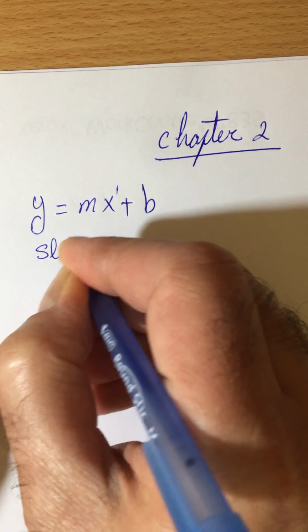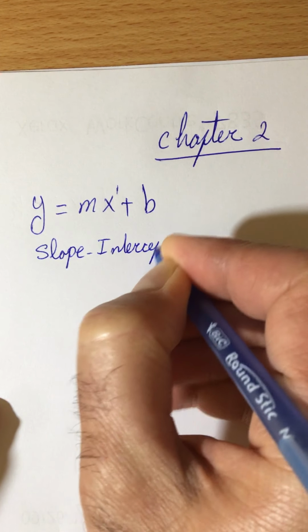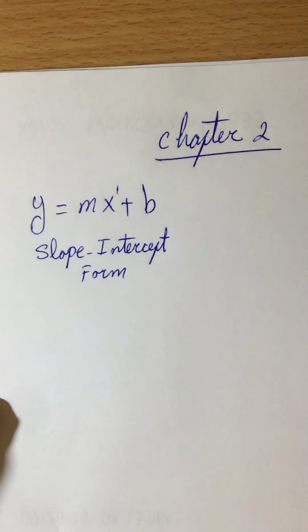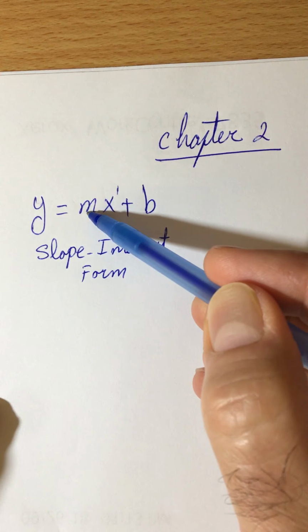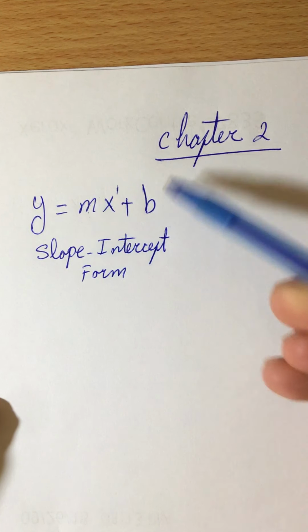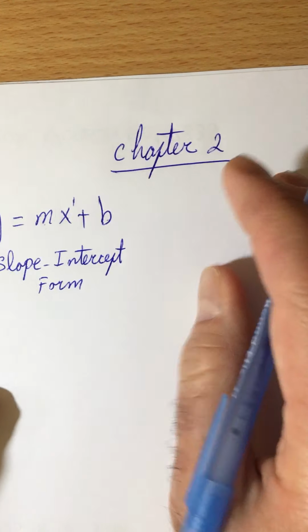More famously, we call it slope-intercept form. And the reason we call it slope-intercept form is because m, the coefficient in front of your variable, is your slope, and b, this constant here, is your y-intercept. We're going to get into those a little bit later.